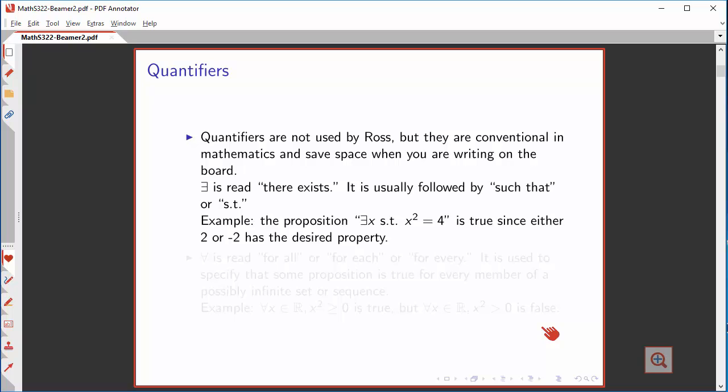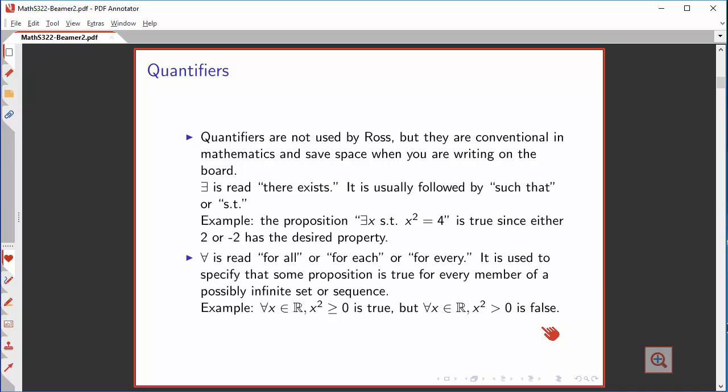The first of these is called by logicians the existential quantifier. It's written like a backwards capital E. It's read "there exists," and it's almost always followed by the phrase "such that," which in that context you can feel free to abbreviate as S.T. Here's an example of its use. The logical proposition is there exists an x such that x squared equals 4. That's a true statement. Why? Because either x equals 2 or x equals minus 2 has the property that its square is equal to 4.